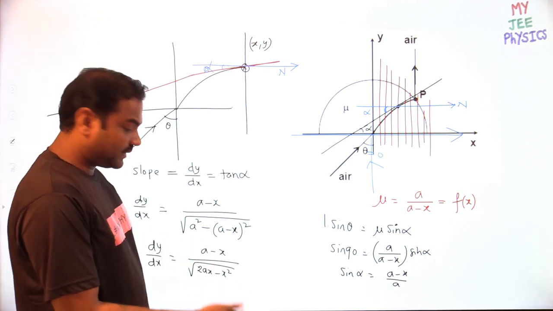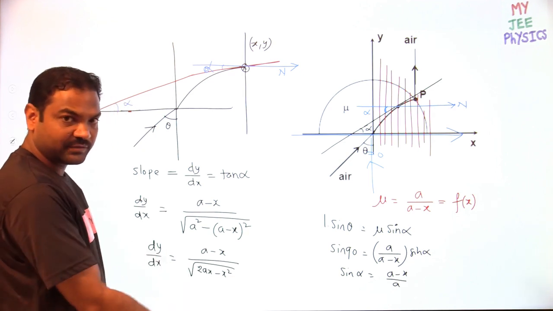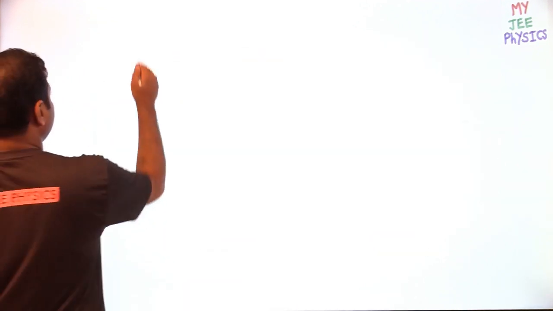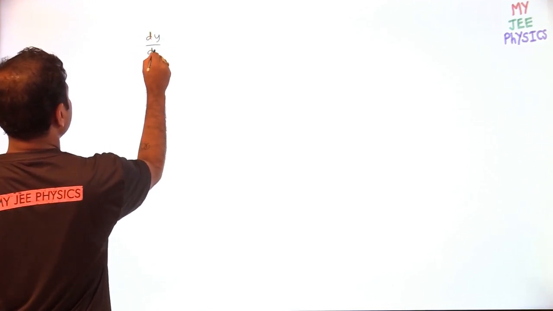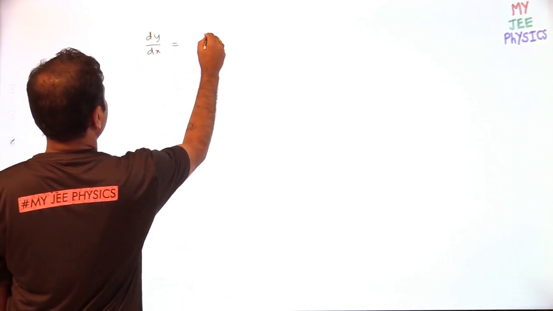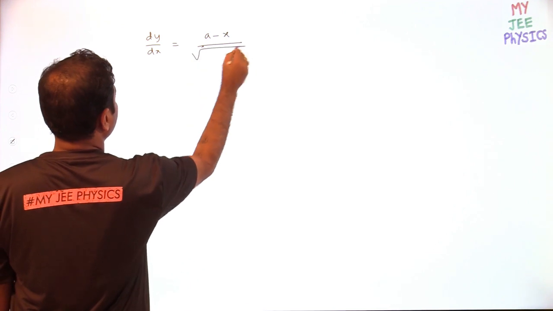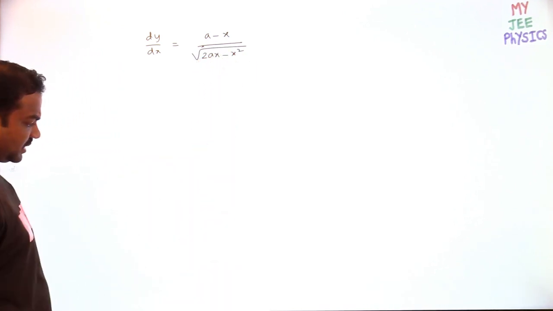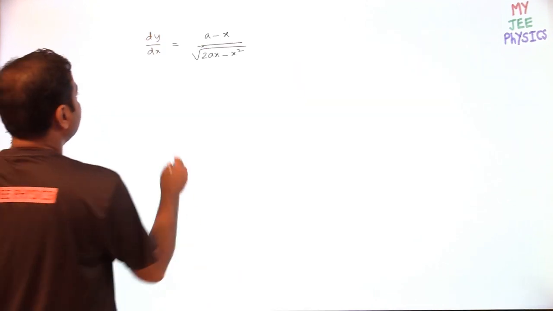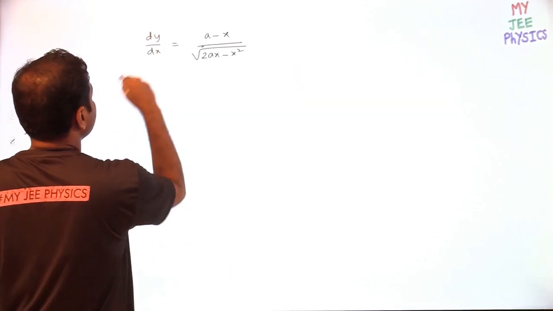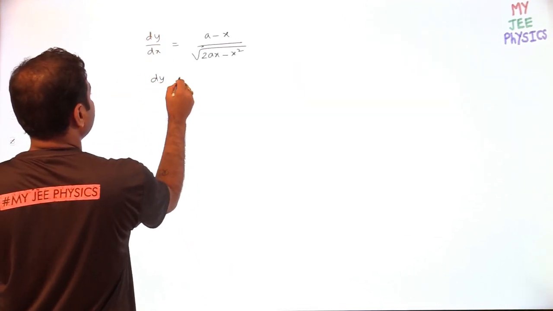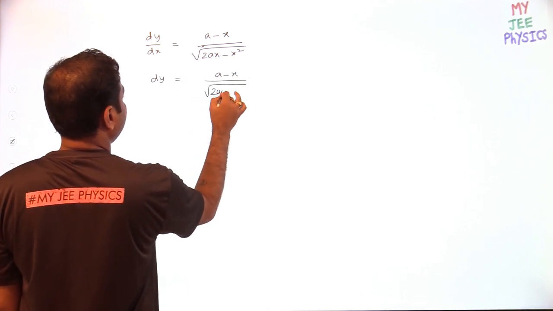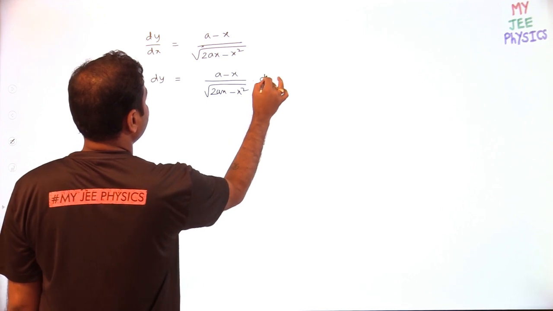Now we have to find out the y and x equation from this differential equation. So what is the value we got? dy by dx is equal to, I think, a minus x by under root 2ax minus x square. I think we got. Yeah, perfect. So then dy is equal to a minus x by root of 2ax minus x square into dx.